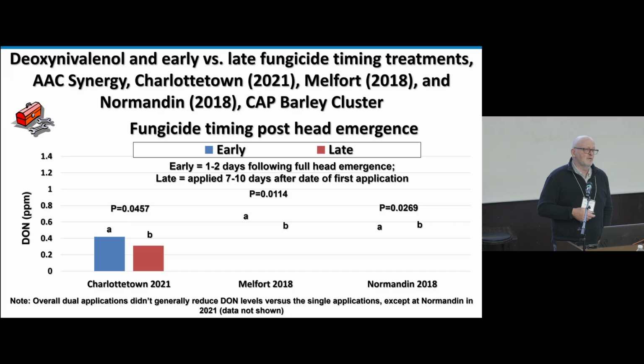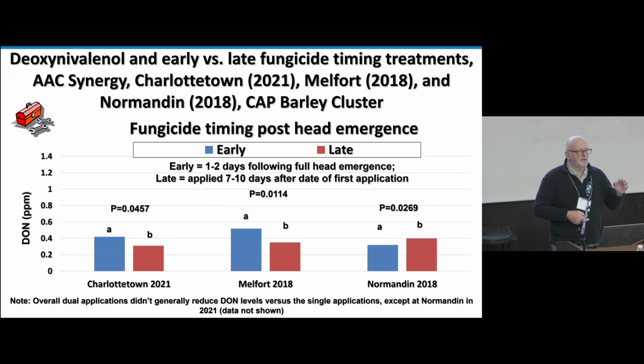So at Charlottetown, there was a significant reduction in DON with a late application. So the early application, we waited till about 1 to 2 days after full head emergence. The late application was 7 to 10 days after that. So that would have been outside the current window on the label. Very similar picture in Melfort. Normandin was a bit of a difference. The early application did a bit better.